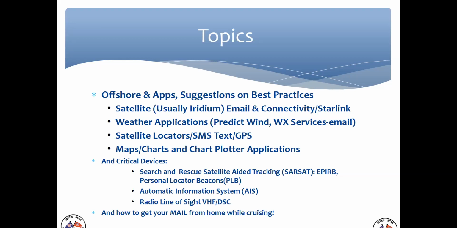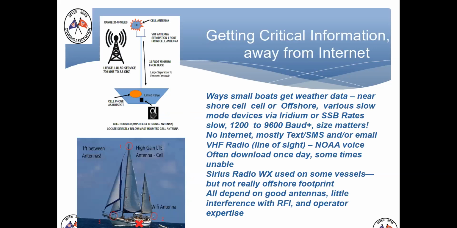Next slide. Okay, getting critical information when you're away from the internet. The way we on small boats get weather data is in various ways. We use nearshore cell or offshore we have various devices, Iridium, some single sideband. But remember, these are slow. They're very, very slow. If you get 9600 baud, you're screaming. Size matters, and being organized matters when you're downloading data along small pipes. There is no real internet offshore unless you have Starlink, and we'll talk about that. Mostly you're looking at text, SMS, or email.